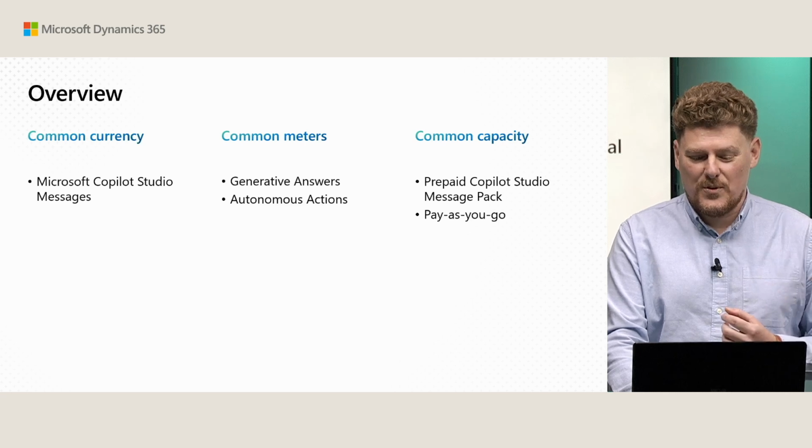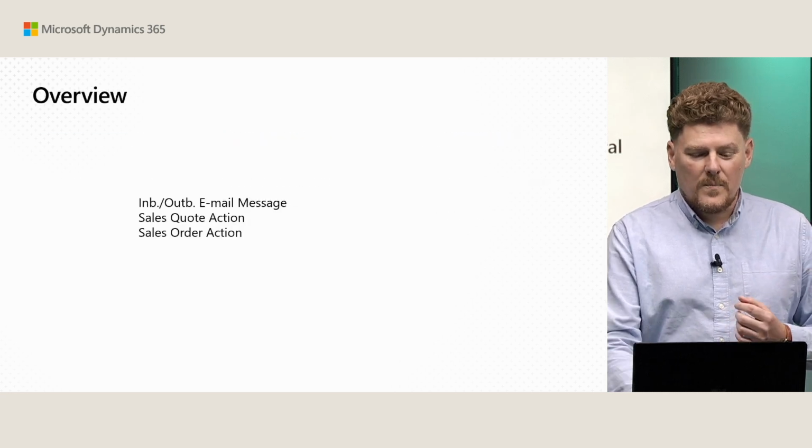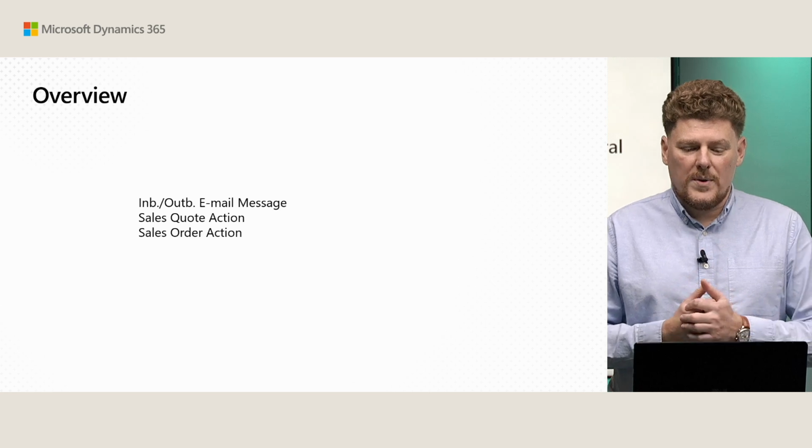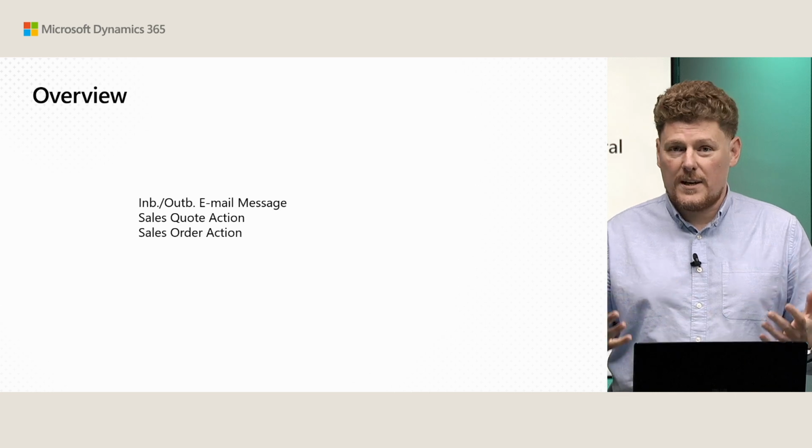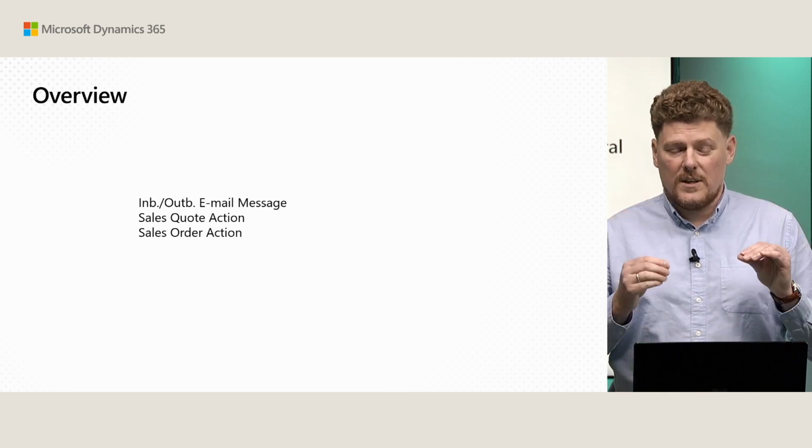Oh, absolutely. I only pretended that I didn't know about the topic, but thanks a lot, Joost, for bringing up, indeed, very important points in this story, that it is a common currency used by all products. We use common meters with the rest of the Microsoft products, and it is consuming common capacity, so to say. So what does it mean in terms of the sales order agent, which I just presented on the few previous slides? As Joost mentioned, we will be using these two specific meters, generative answers and autonomous actions, to measure the consumption of the sales order agent.